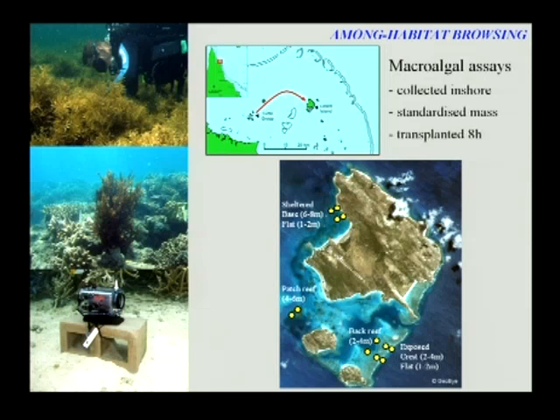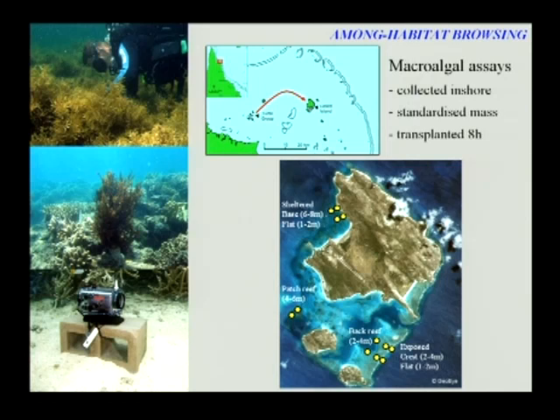Now, I worked in the northern part of the GBR, which is indicated by that red box up here. Collected the sargassum from the inshore reefs in the turtle group where it's locally abundant. So on the GBR, sargassum's typically abundant inshore, less abundant as we move further offshore. Collected it, took it to Lizard Island and transplanted it for 8 hours at two sites within each of the six habitats, and they're indicated by those yellow dots all around Lizard Island.